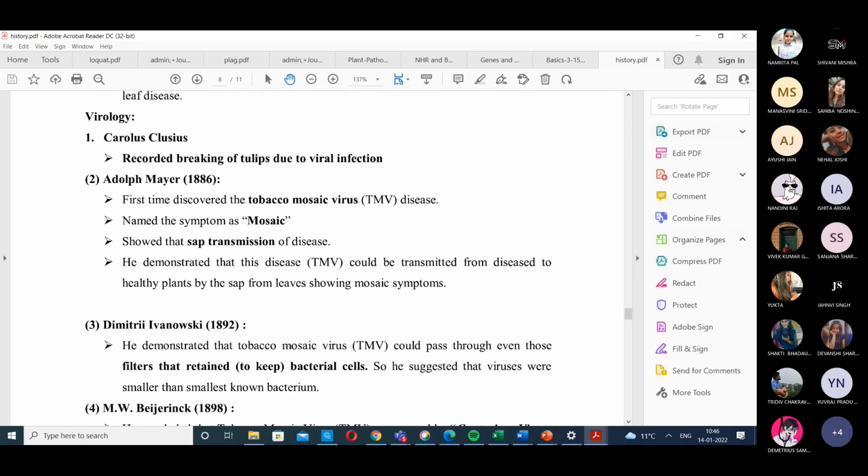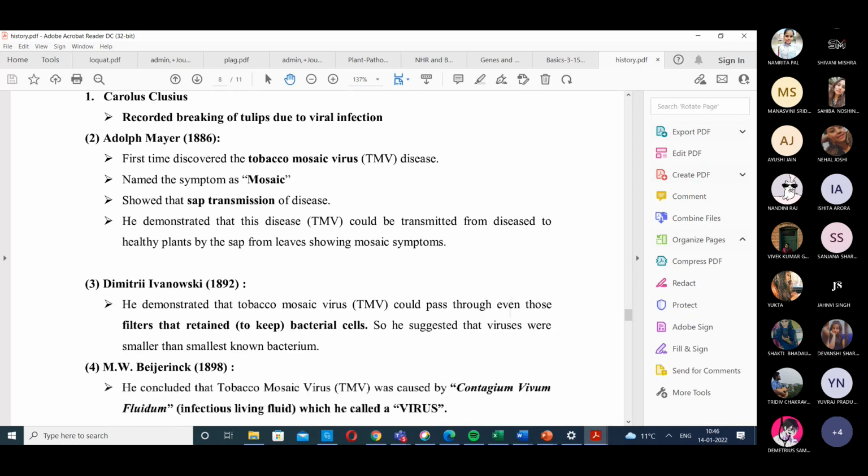He demonstrated that this disease could be transmitted from diseased to healthy plant by sap from leaves showing mosaic symptoms. So a very simple experiment he did. He used the sap from infected tobacco leaves and put that sap on the healthy leaves. And then when those leaves also showed symptoms, he proved that this disease can be transmitted by the sap.